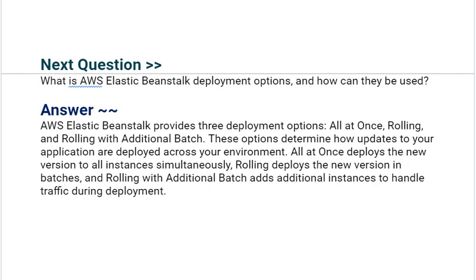Our next interview question is: what are AWS Elastic Beanstalk deployment options and how can they be used? Your answer should be: AWS Elastic Beanstalk provides three deployment options: all at once, rolling, and rolling with additional batch. These options determine how updates to your application are deployed across your environment. All at once deploys the new version to all instances simultaneously. Rolling deploys the new version in batches, and rolling with additional batch adds additional instances to handle traffic during deployment.